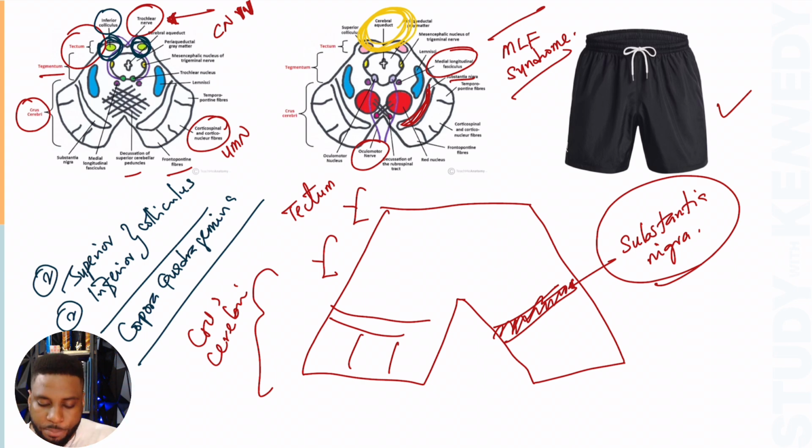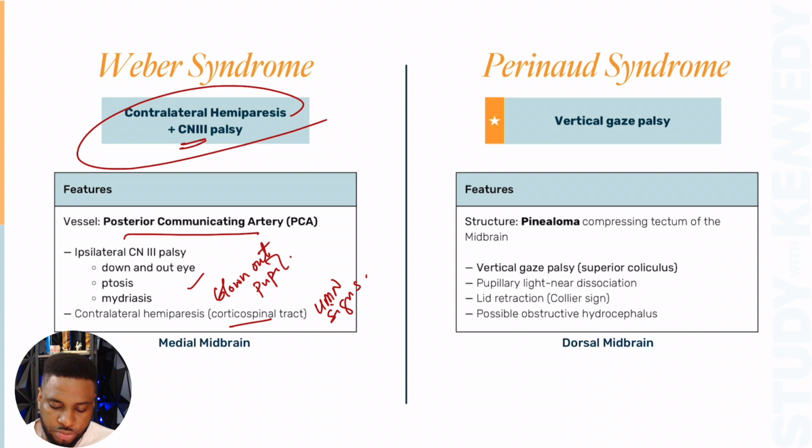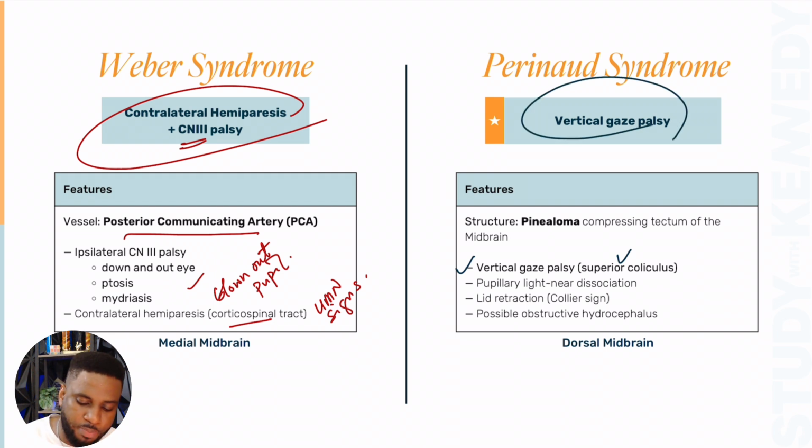Now, when you have compression of the tectum of the midbrain, you compress that superior colliculus that deals with visual reflexes, and the patient presents with vertical gaze palsy. On the USMLE, if they give you a patient with vertical gaze palsy, I want you to think Parinaud syndrome. Vertical gaze palsy, Parinaud syndrome.